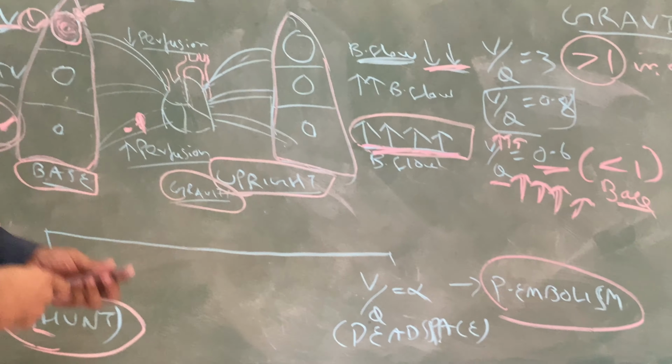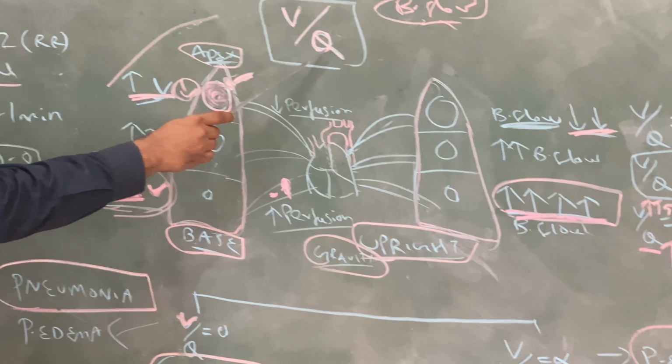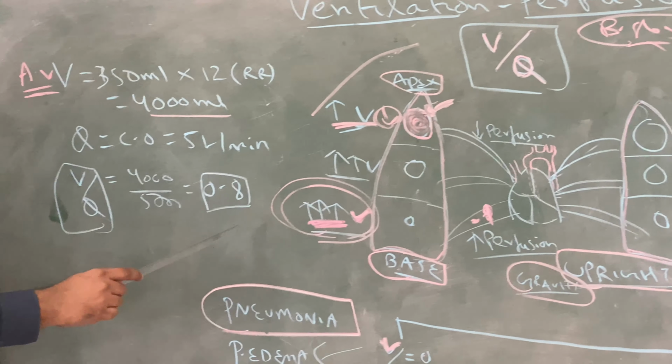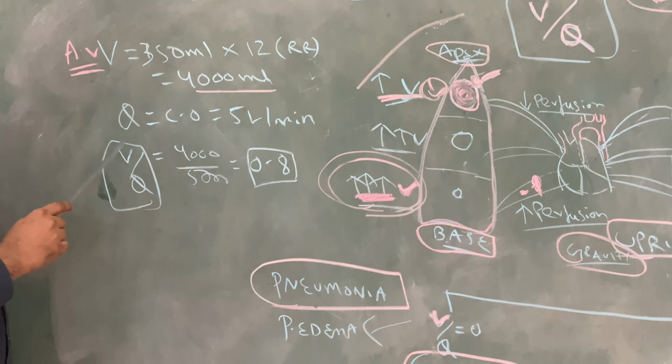So what I discussed today: what is the ventilation perfusion ratio? The normal value is 0.8. How did we get 0.8? 4,000 by 5,000. 5,000 is cardiac output, 4,000 is alveolar ventilation, 350 ml into respiratory rate. Then I discussed the anatomical upper part, middle part, lower part, the importance of gravity, and why the size of alveoli is decreased and why the base of the lung has more expansion of the alveoli, which helps in more ventilation.